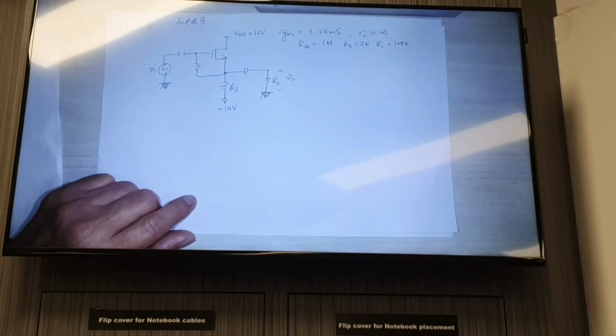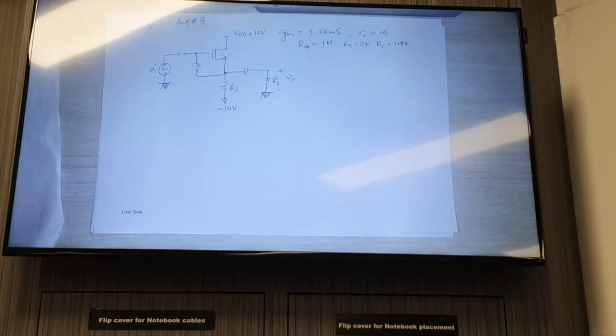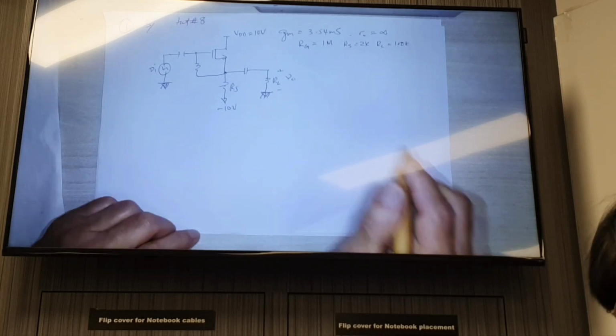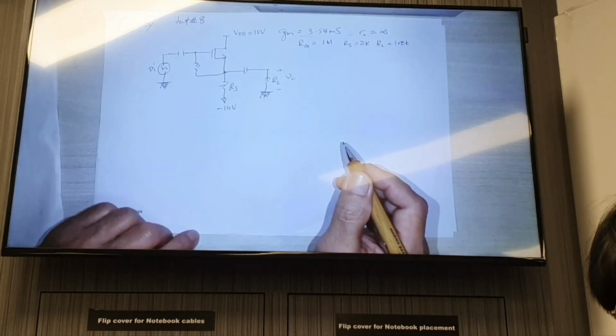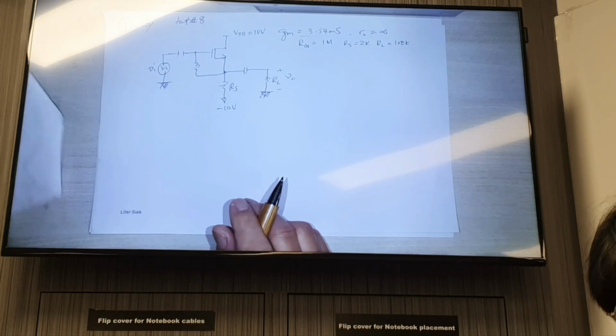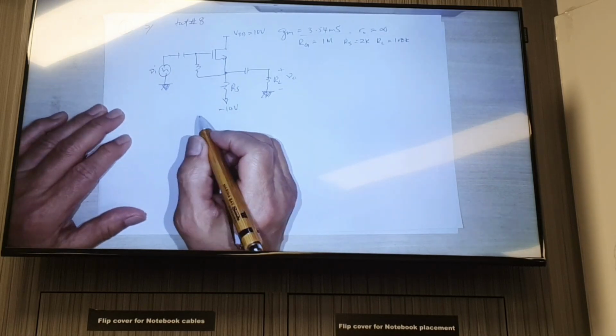We are asked to find the gain, Rin and Rout, and also what happens if Rin is exactly equal to 1. So this is what we are given. In AC equivalent, we can draw this as this.